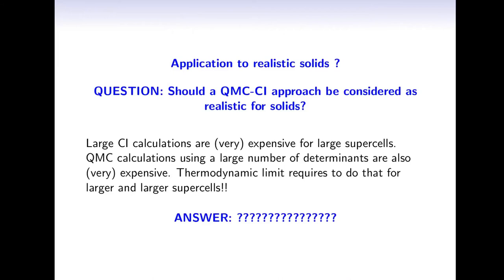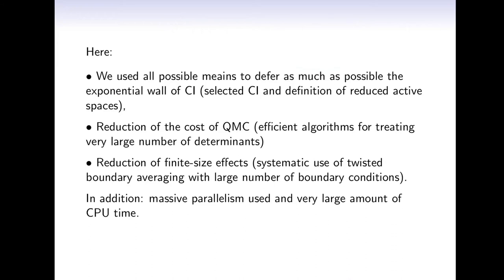Plus we have to compute the thermodynamic limit. It means that we have to take bigger and bigger molecules. And clearly, maybe it's completely unrealistic. And so the answer to this question is, I don't know. I mean, we tried it and we found some interesting results. It gives us interesting insight. And we were able for carbon diamond to find, I would say, almost the exact cohesive energy in the thermodynamic limit, but clearly it's really a challenge. Okay, so what I can say is we use all possible means to be able to make the calculation real. So it means to defer as much as possible the exponential wall of CI, as we say.